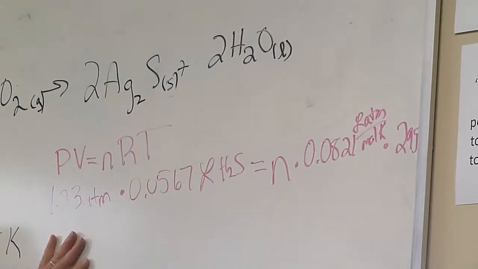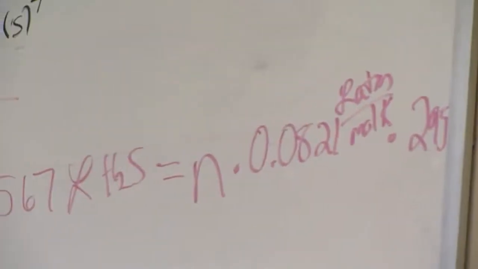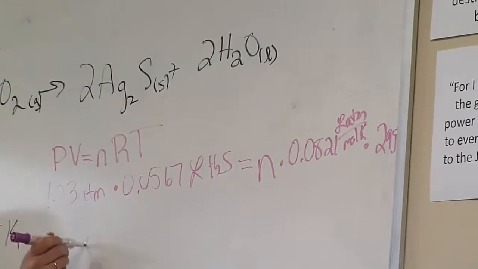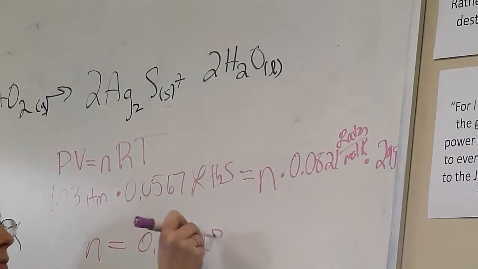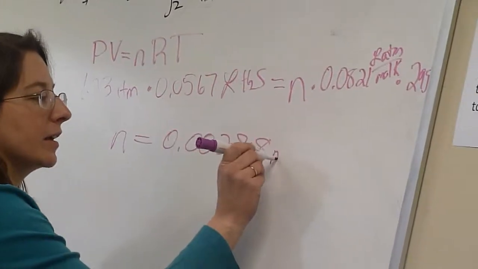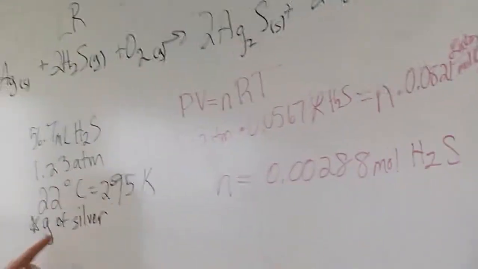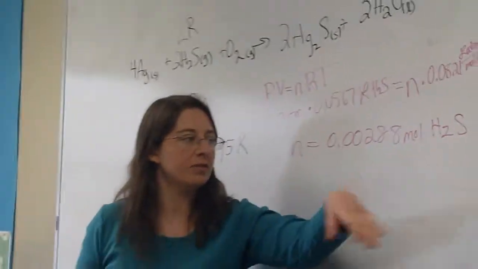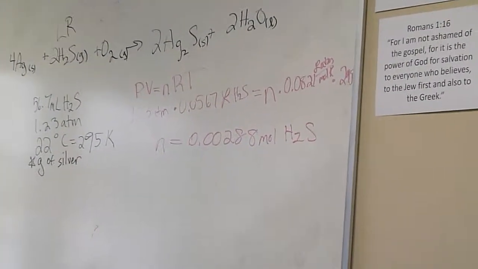Barely. Okay, so if he does this times that, divided by R, divided by temperature, what will he get for n? Josh, what'd you get? 0.00288 moles. And looks like he's got 3 significant figures for everything, so that's good, and that's of H2S. Always keep the chemical in your math. Very important to tell me what chemical. Because what's your goal? Grams of silver. What do you have? Moles of hydrogen sulfide. So we're not there yet, right?